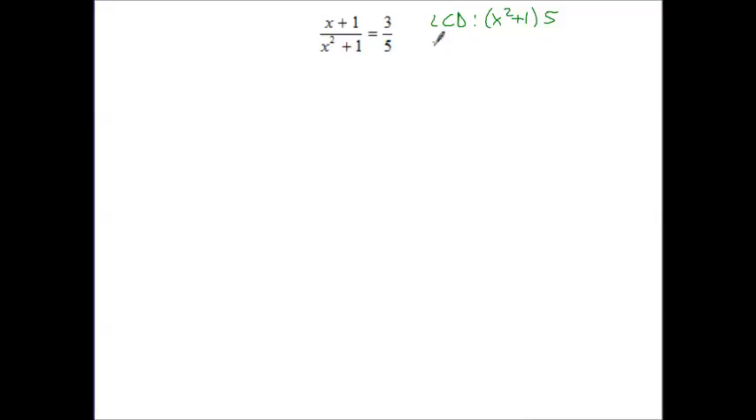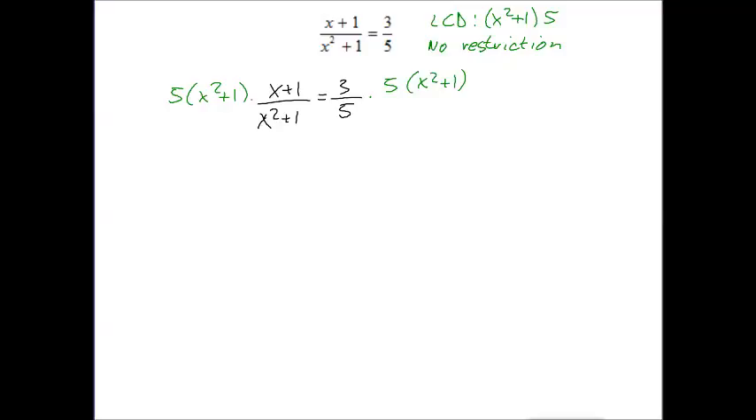And what does that give us for domain restrictions? X squared plus 1 is not allowed to be 0. Can it ever be 0? Can a number that we plug in for x that's squared ever be negative 1? Not in the real number system. In other words, we have no restrictions here. Yay, that's the first, right? No restrictions. Now let's multiply everything by our LCD.